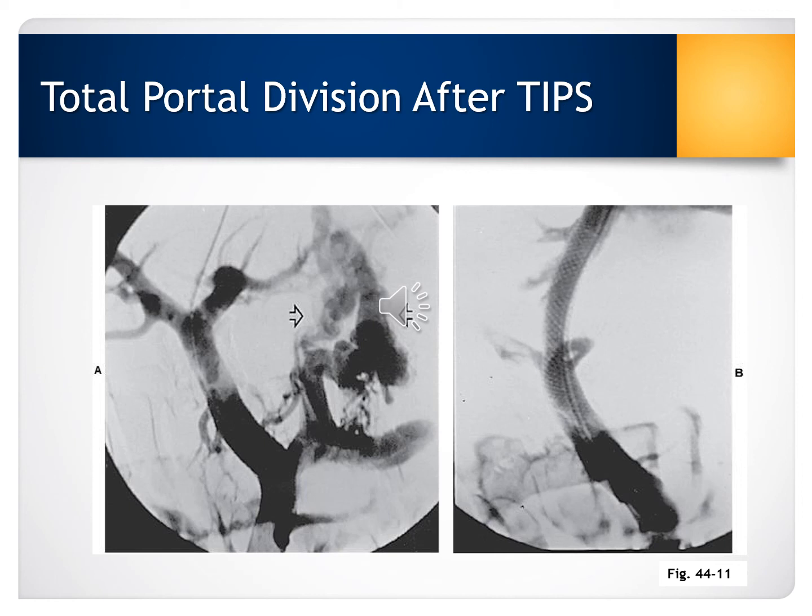If someone has a TIPS procedure, they are still able to have a liver transplant in the future. But the TIPS procedure is not advised for patients with severe hepatorenal syndrome or if they have a portal vein thrombosis.